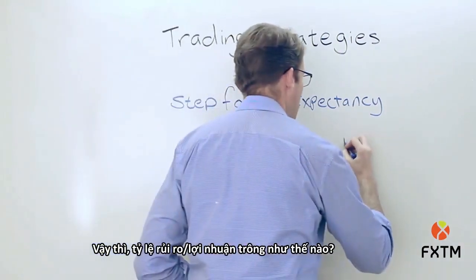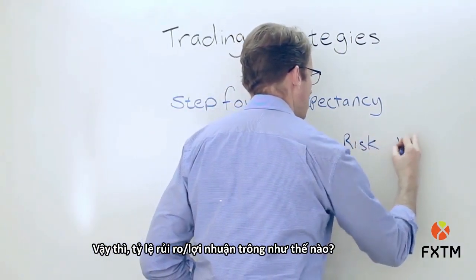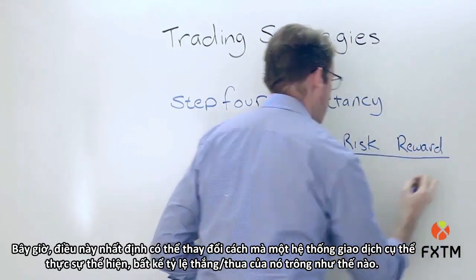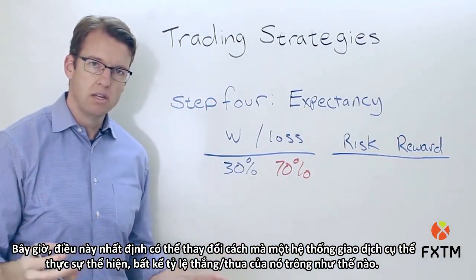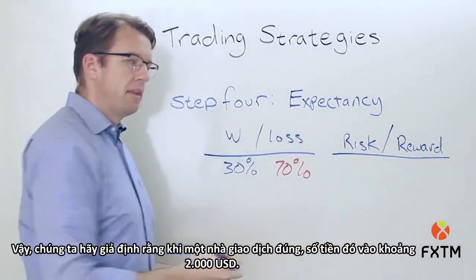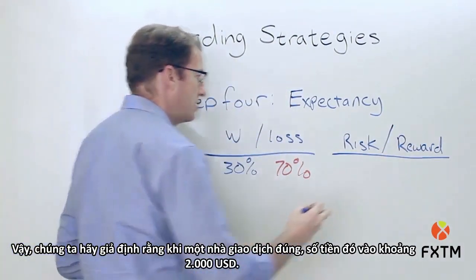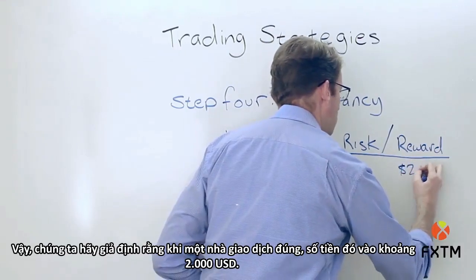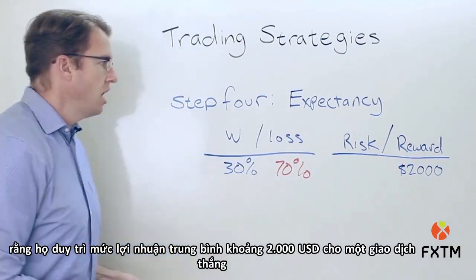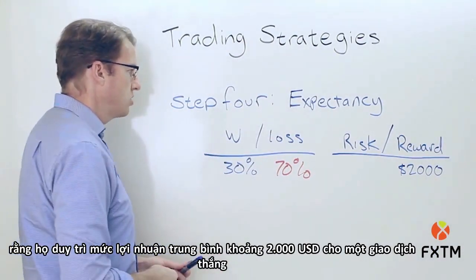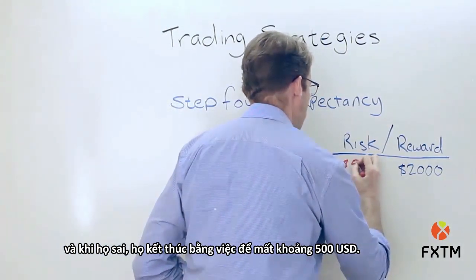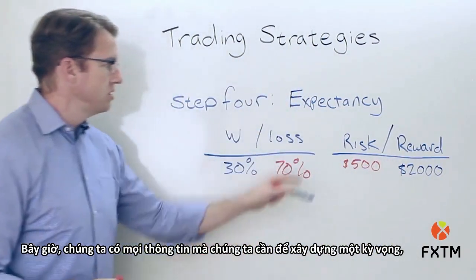So what does the risk to reward look like? This can definitely change the way that a particular trading system is really performing, regardless of what its win-loss ratio looks like. So let's say that when a trader is right, they're right to the tune of about $2,000. Hypothetically, they stand to be rewarded on average about $2,000 for a winning trade. And when they're wrong, they wind up losing about $500. Now we have all the information that we need to develop an expectancy.